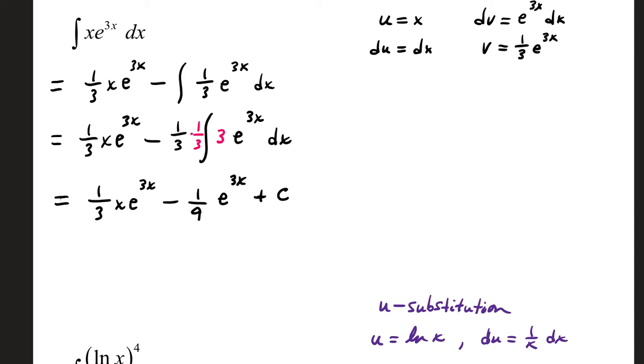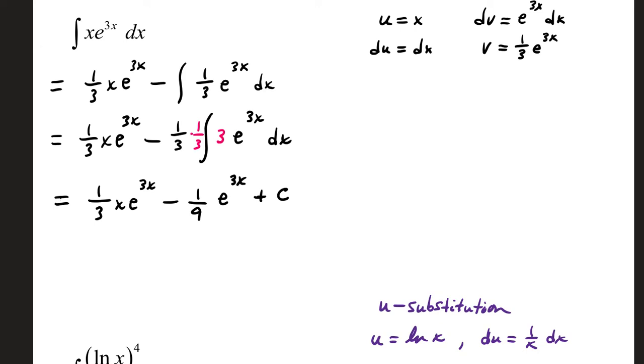So over to the side, and in the previous video, I showed you how to do a ranking system. LIATE was the acronym. Whichever of the two functions ranks higher in that list, that's the one that is a good idea to let it be U. DV will be the one that's lower ranked in that list. So for this one, algebra ranks higher than exponential. So U equals x, take the derivative, du equals 1 dx.